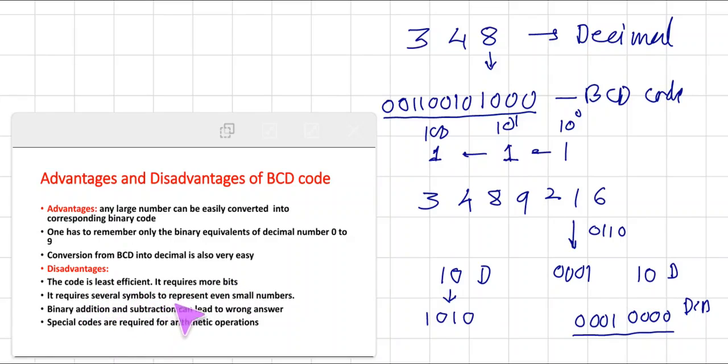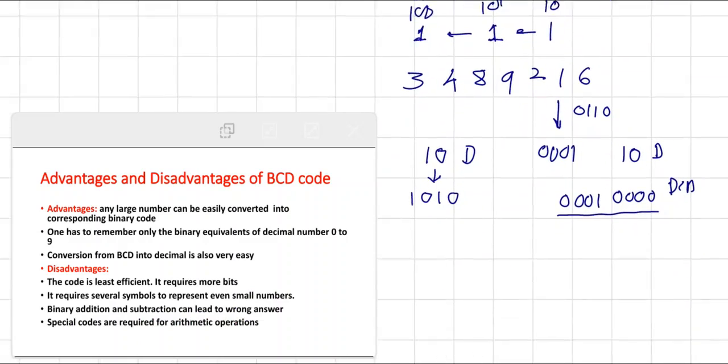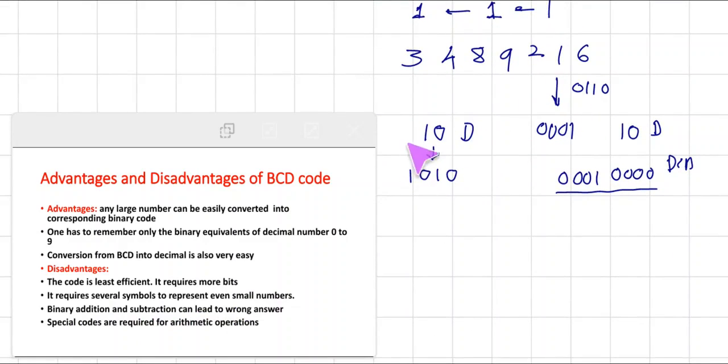It requires several symbols to represent even a small number. Another disadvantage: binary addition and subtraction can lead to a wrong answer. Remember that addition and subtraction as done in binary numbers cannot be done directly in BCD, because BCD is not a weighted number system, it is non-weighted, and it leads to a wrong answer. So special codes are required for arithmetic operations, and if we want to perform arithmetic using BCD, then special operation codes are required for that. So these are the disadvantages of the binary coded decimal number system.